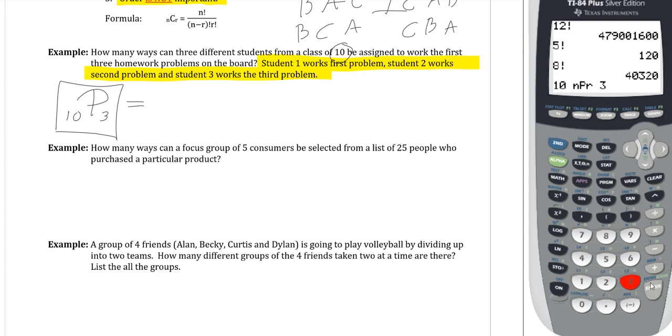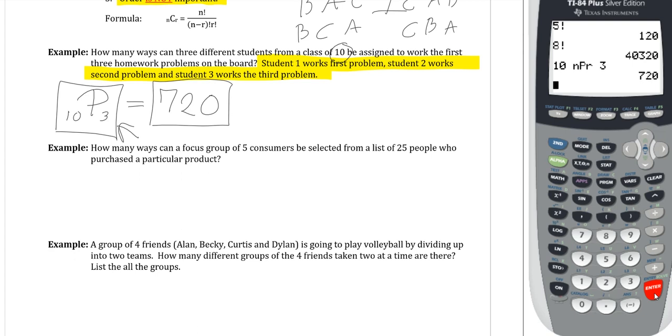However, some more advanced calculators, like the TI-84 Plus CE, will format it in the way that I have it written on the page here, where you'll type in 10, and then you'll go get nPr, which will put 10 as a pre-subscript. Either way you do it, though, is perfectly fine. And what we get is an answer of 720. And that would be our answer.